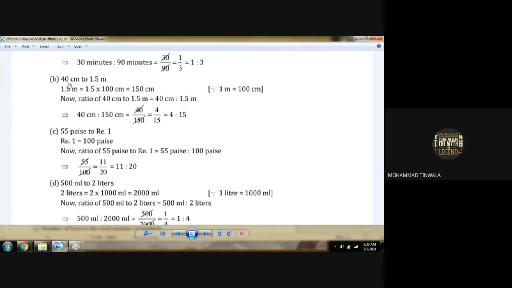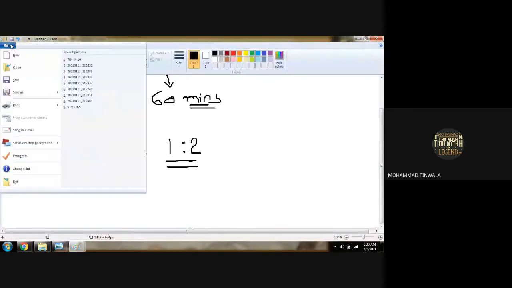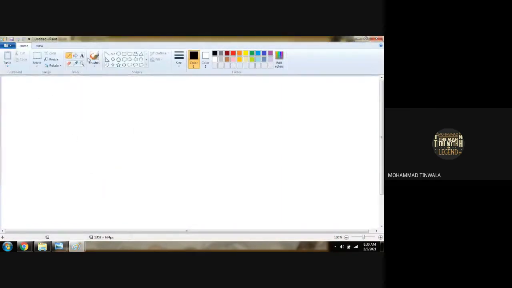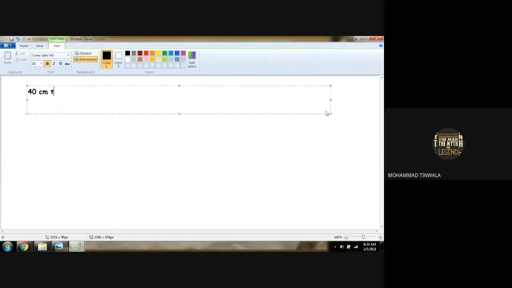Chalo, 40 centimeter to 1.5 meter. Now 1.5 meter multiplied by 100 centimeter. Why? Because this 40 centimeter is given, and this meter has to be converted into centimeter, because we have to go through with the same units. So 40 centimeter as it is to 150 centimeter.